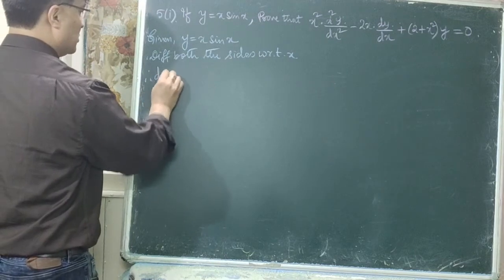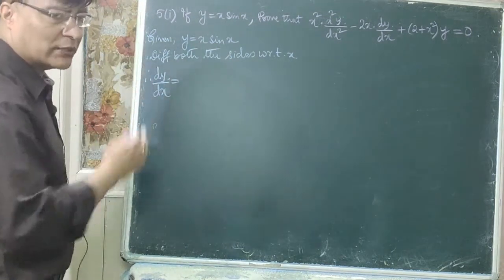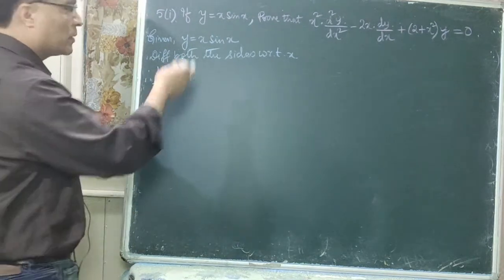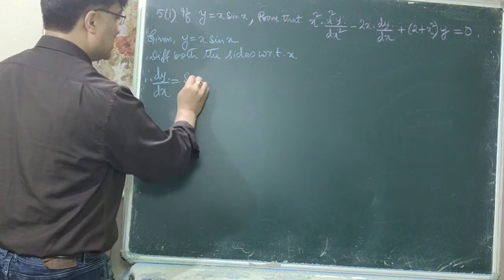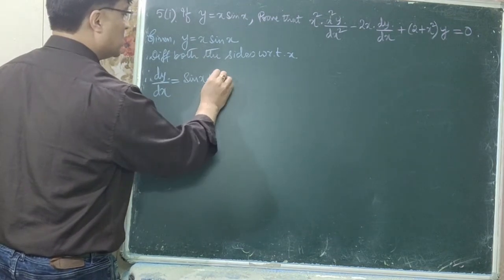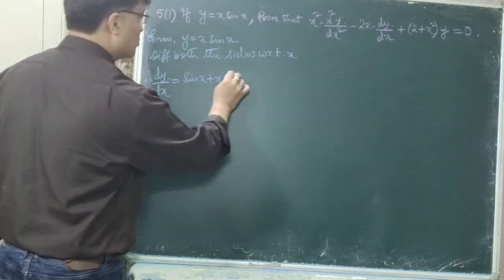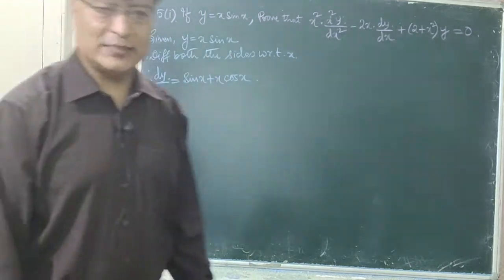So this is your dy by dx is equal to, here the uv rule is used, both are variables, x into sin x, uv rule. Take the differentiation of x, it is 1, keeping sin x as it is, sin x plus, now x is kept as it is, take the differentiation of sin x which is cos x. So this is the value for dy by dx.